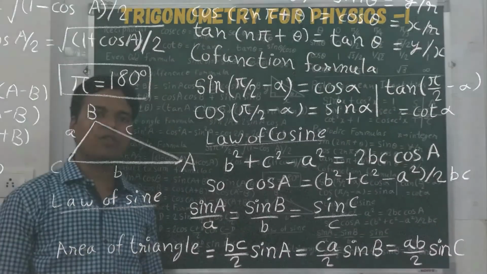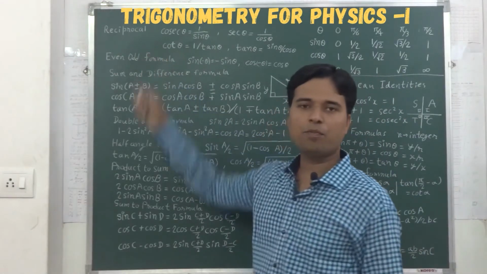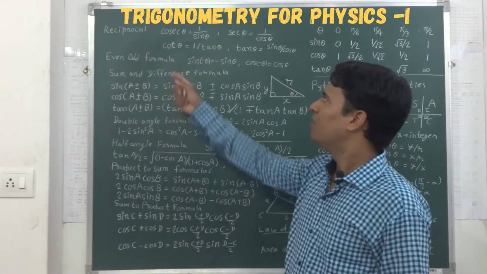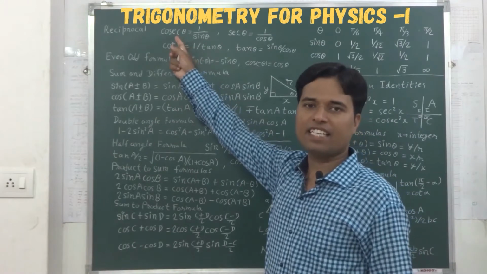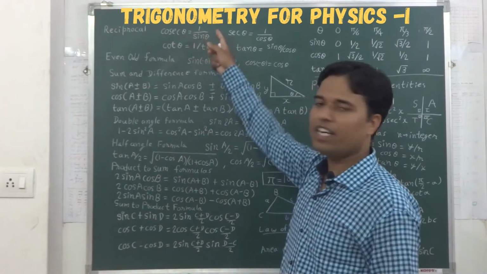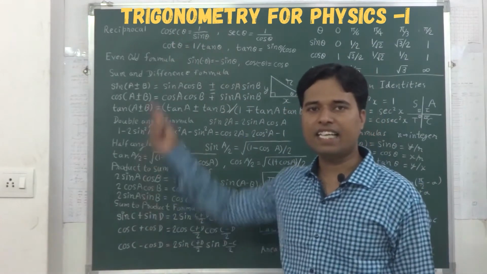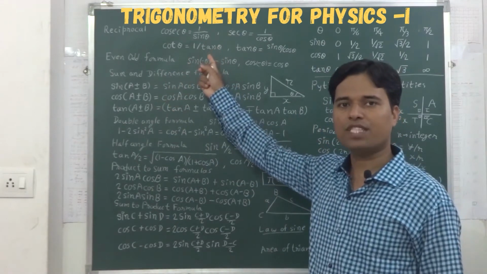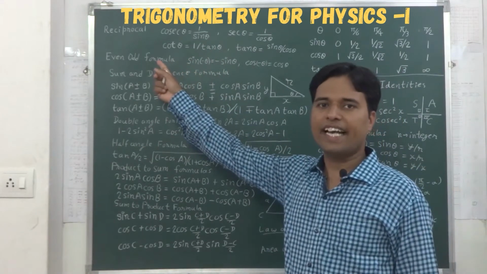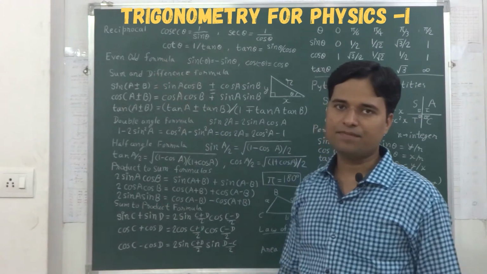Dear students, you can pause the video and write down all these formulas in your notebook for your revision and reference also. Here are some reciprocal formulas. We can write the cosec theta as 1 upon sine theta. The sec theta as 1 upon cos theta. The cot theta can be written as 1 upon tan theta.